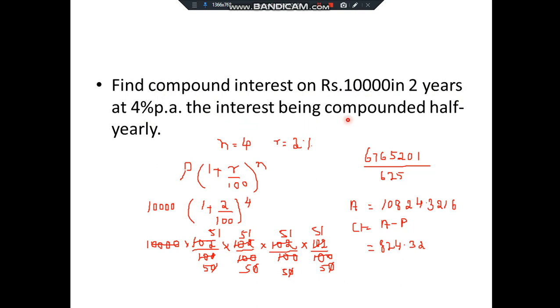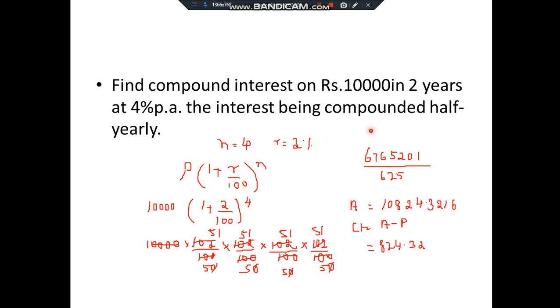the interest being compounded half yearly. So listen to the question carefully. Compounded half yearly, which means you will have to change R and N. Compounded half yearly is nothing but every 6 months. In 1 year you have 12 months, that is two 6 months, right? So every 6 months they regulate their interest. That is what the meaning is.